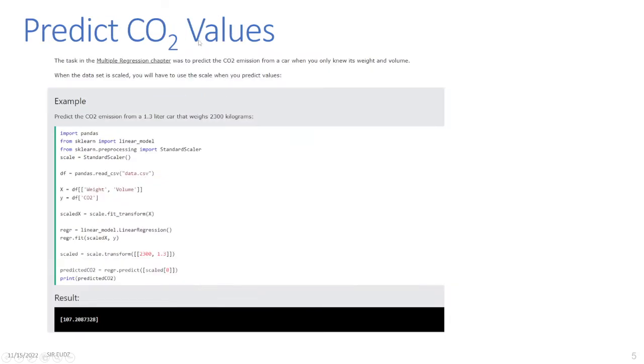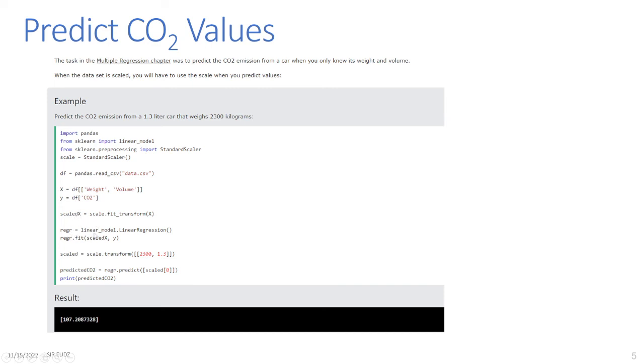Now we use the same program as a while ago: import pandas, from sklearn import linear_model, from sklearn.preprocessing import StandardScaler, scale equals StandardScaler. This is our scale object. We read the data file, then we have our data frame, and a list of weight and volume placed in X, and y equals df['CO2']. Then we have scaledX equals scale.fit_transform(X). So that's what we're going to use now.